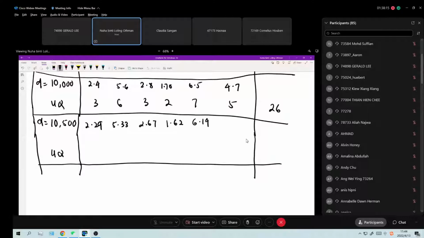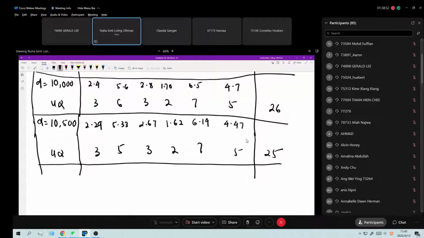47,000 divided by 10,500. Oops, wrong. Okay. So 4.47. Okay. So upper quota you have 3, you have 5, this one 3, 2, 7, and wrong, 5. Okay, so based on this one, you can calculate 3 plus 5 plus 3 plus 2 plus 7 plus 5. Okay, give you 25.